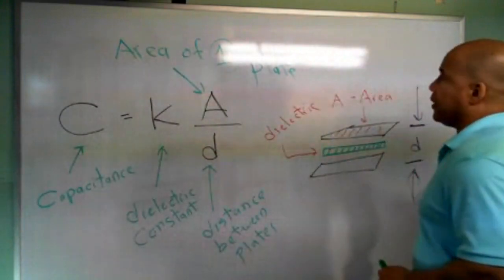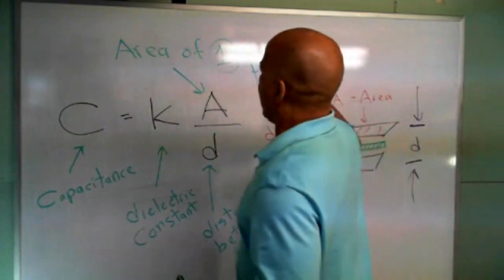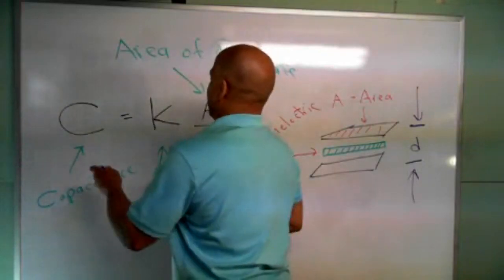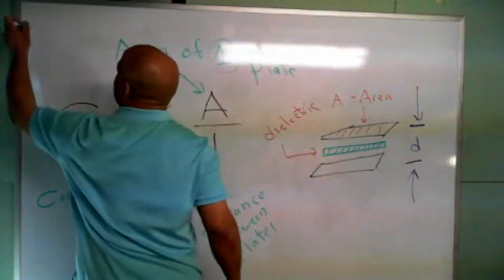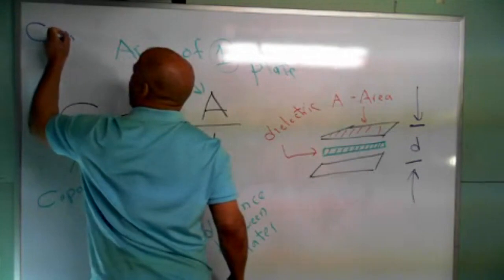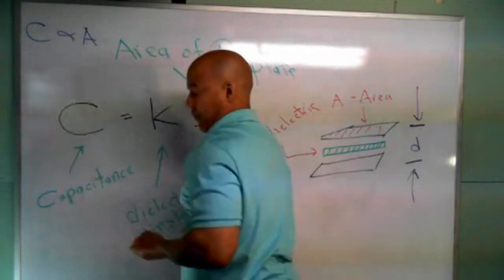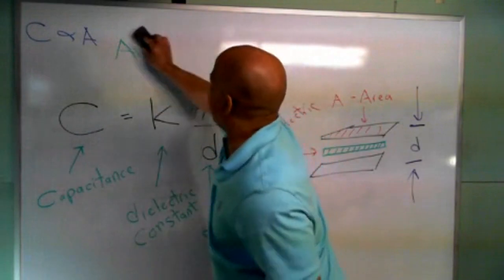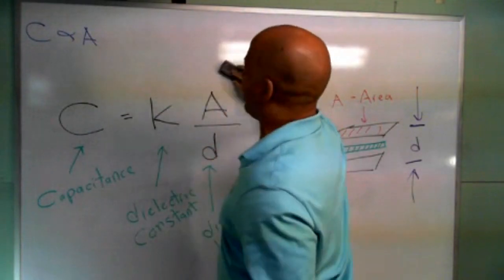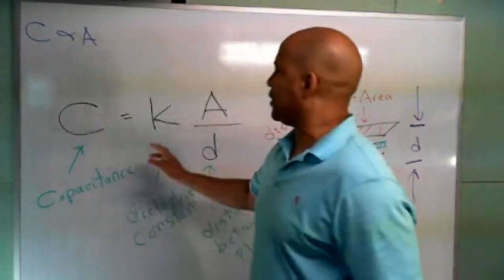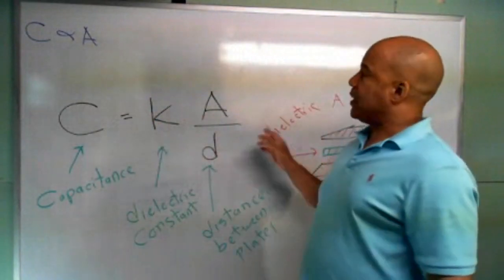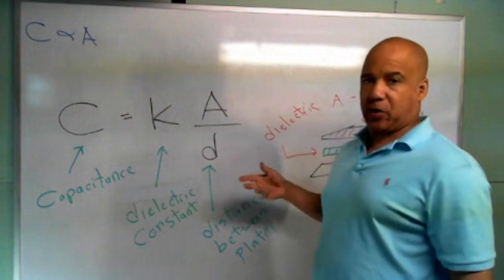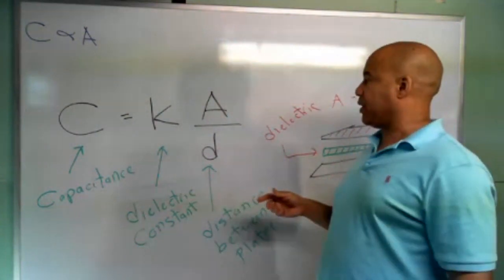Well, you can clearly see that C and A are directly related. So C is directly related to A. Now that's actually kind of important to understand, because understanding how these variables relate to each other is going to help you to understand why the capacitor behaves the way it does, and I'll get to that shortly.